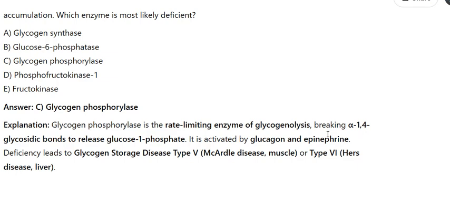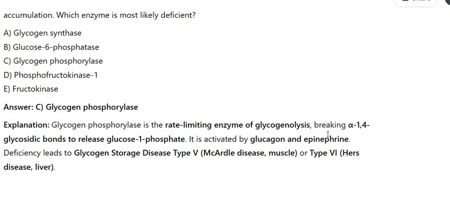Glycogen phosphorylase is the rate-limiting enzyme of glycogenolysis, breaking alpha-1,4 glycosidic bonds to release glucose 1-phosphate. It is activated by glucagon and epinephrine. Deficiency leads to glycogen storage disease type V, McArdle disease, in muscle, or type VI, Hers disease, in liver.